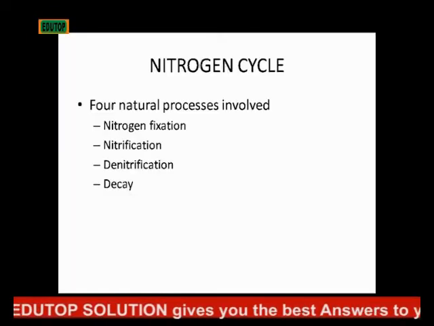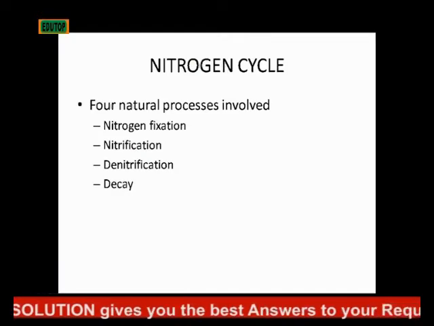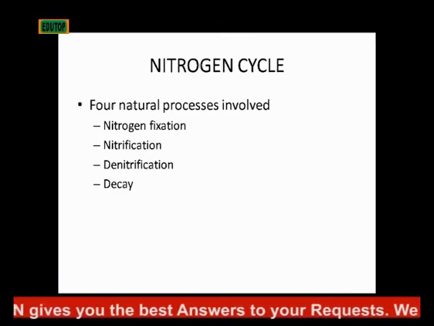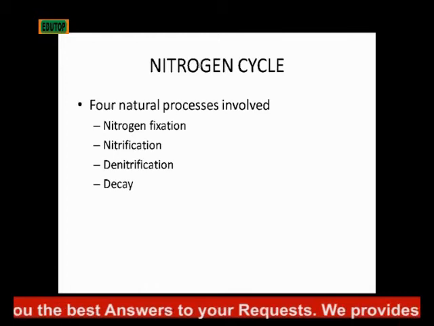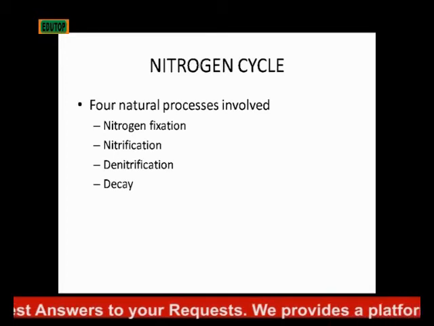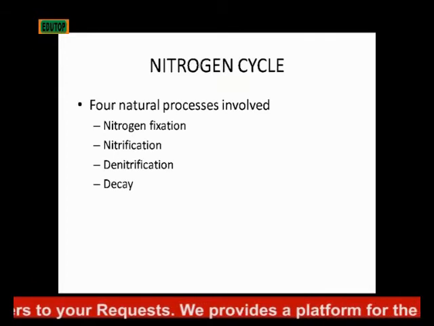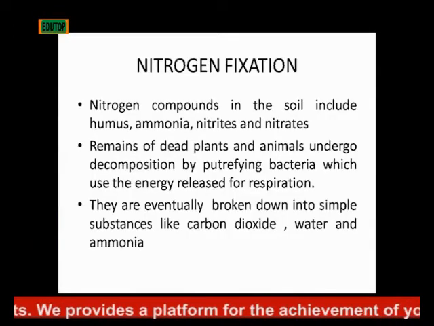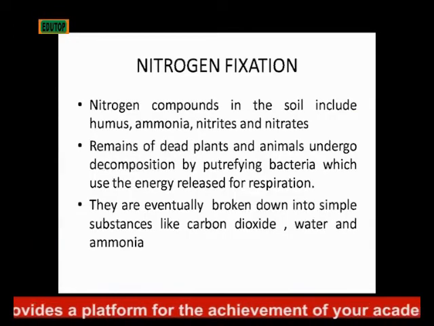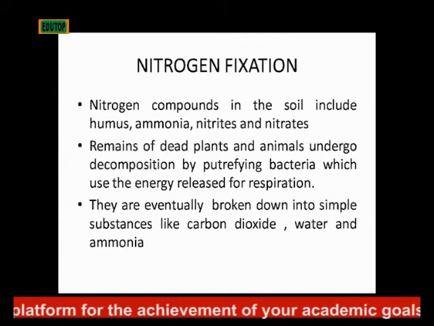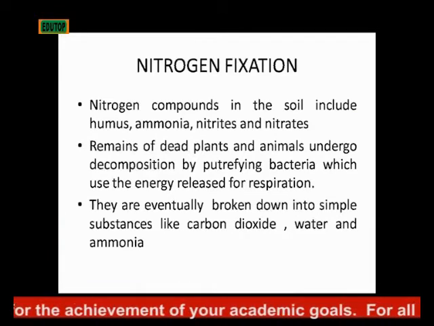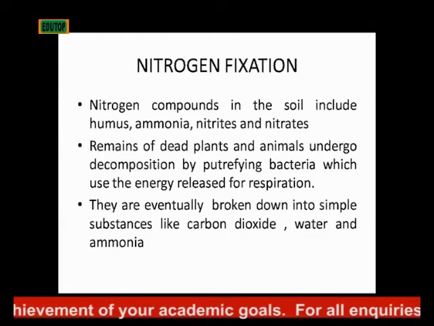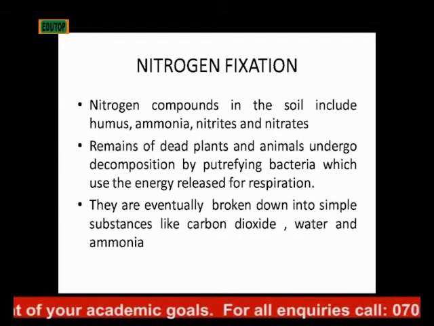Then there are four natural processes involved in the nitrogen cycle. First, nitrogen fixation, we have nitrification, we have denitrification, then the last one is decay. Nitrogen fixation. In nitrogen fixation, you have nitrogen compounds in the soil. Naturally occurring nitrogen compounds in the soil. We have humus, we have ammonia, we have nitrates and nitrites.